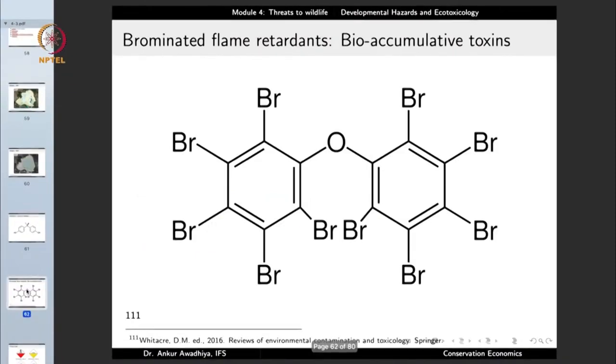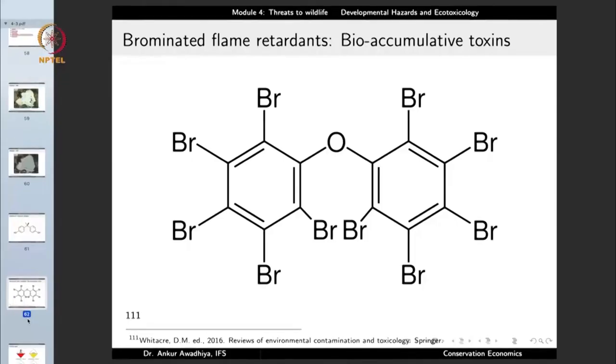Or the impacts of things such as brominated flame retardants. Now, these brominated flame retardants are added to a number of plastic products to reduce the probability that they will burn up in case a fire occurs. Now, these brominated flame retardants are bioaccumulative toxins. They accumulate in the bodies of different organisms, and in this manner, they are able to concentrate themselves and then have a larger impact on different organisms at different levels.